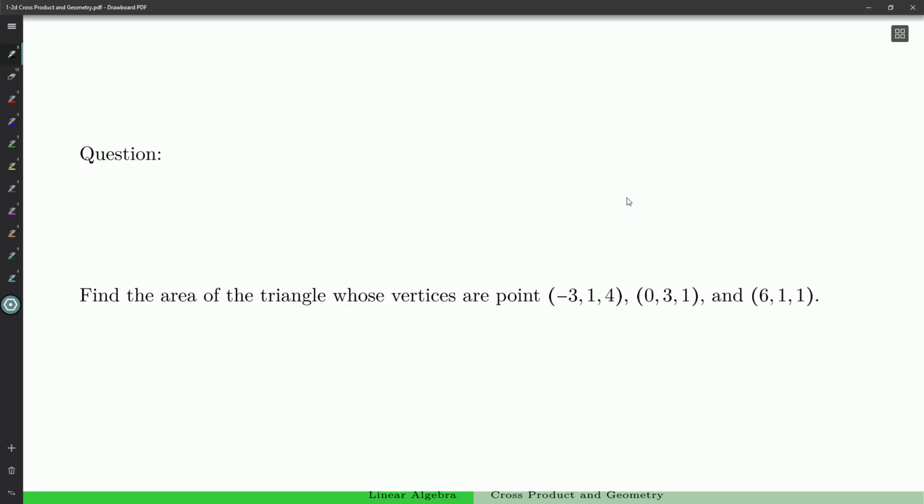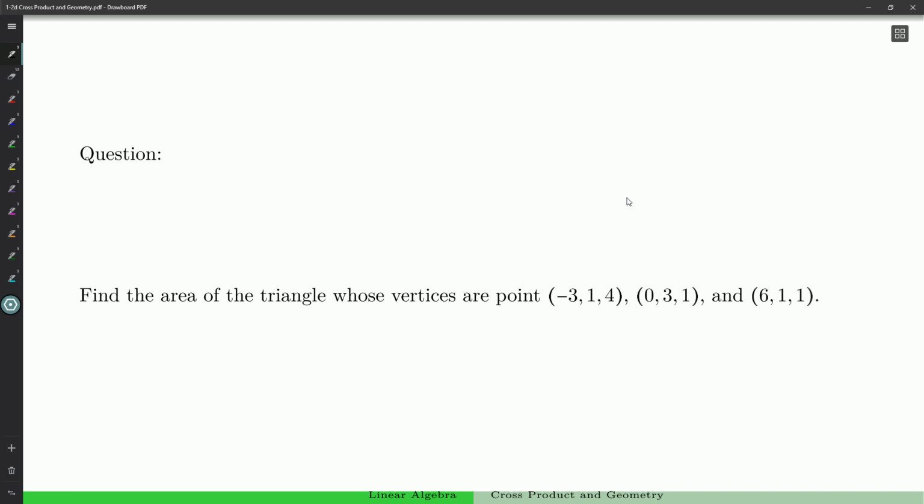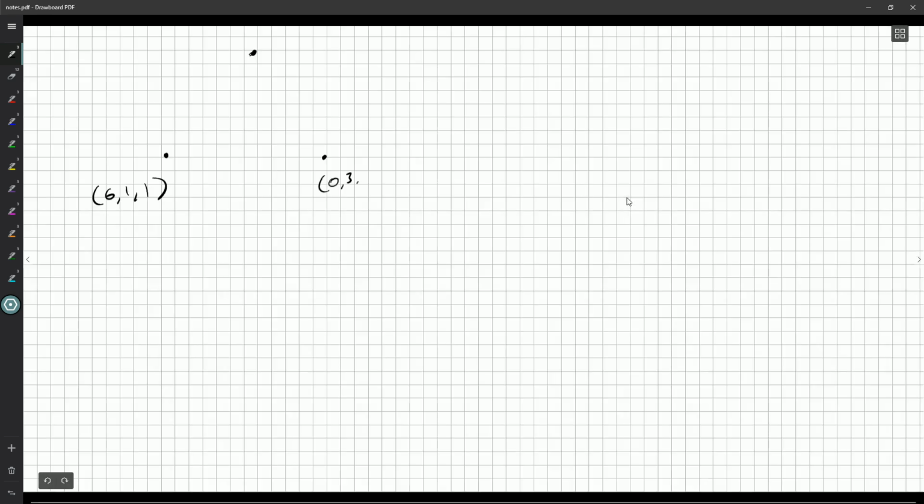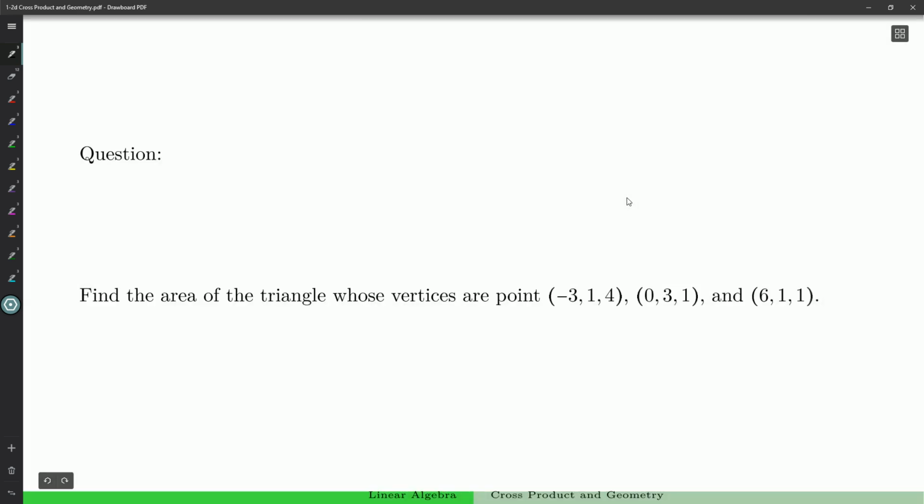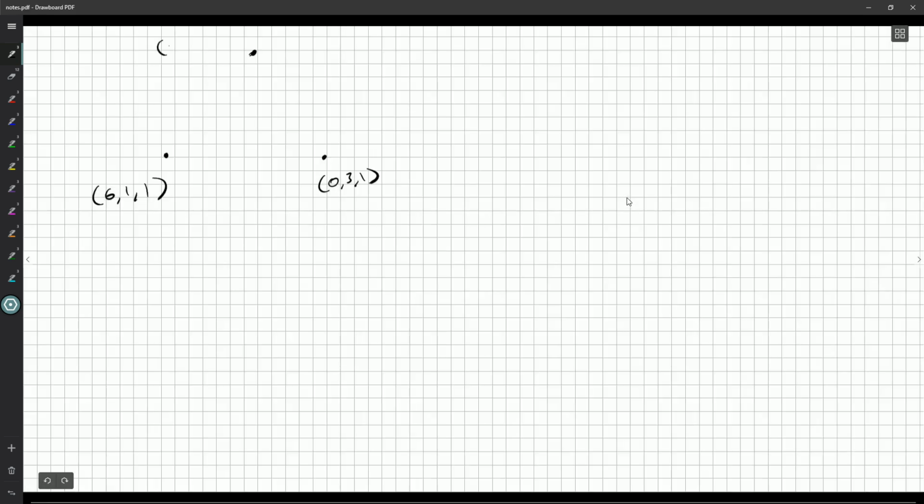Find the area of the triangle whose vertices are the points (-3, 1, 4), (0, 3, 1), and (6, 1, 1). So here we're given the vertices for our triangle. (6, 1, 1), (0, 3, 1), and (-3, 1, 4). These points connected up together give us a triangle.